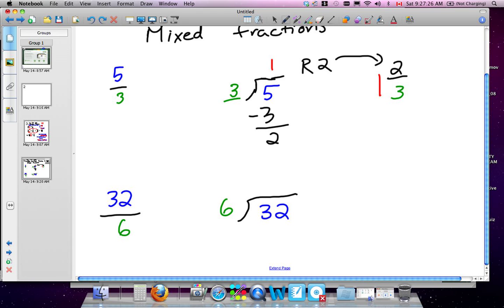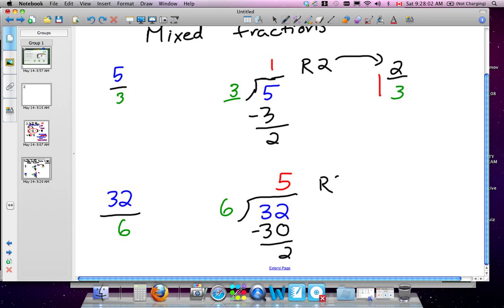First thing we look at, does 6 go into 3? Can you divide it? No, it doesn't work. So instead of 3, we look at it as 32. Does 6 go into 32? Yeah. How many times does 6 go into 32? 5 times. So I put 5 in. Now I have to do 6 times 5. What is 6 times 5? 30. So I write that 30 underneath and subtract. What am I left with? 2. So my remainder is 2 again.